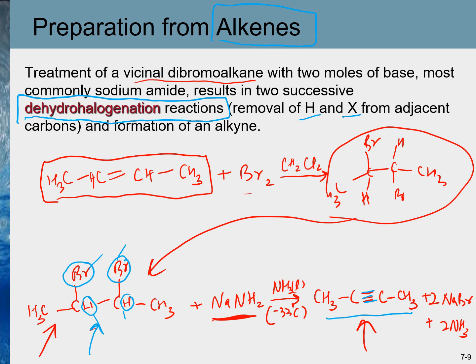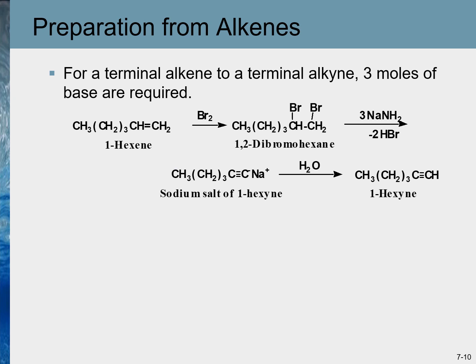So 2 moles of sodium amide, or 2 moles of base, will be needed for this reaction, because we are removing 2 HBr. This equation shows a similar reaction to the one we saw in the previous slide, but in this case our alkene is 1-hexene and our final alkyne is 1-hexyne. So this equation shows the synthesis of 1-hexyne starting from 1-hexene.